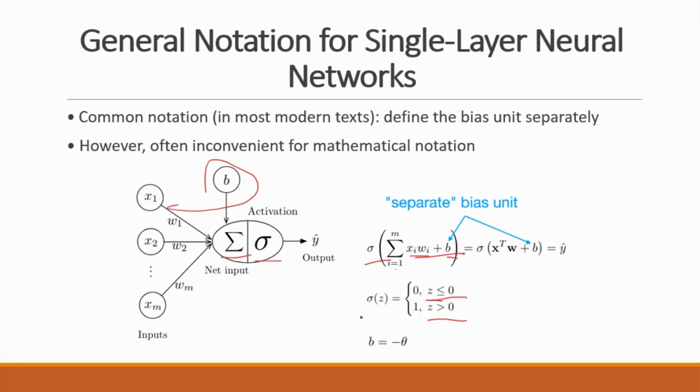If you look at recent deep learning papers, this is the common notation that you will find in most modern texts, maybe not in textbooks, because textbooks are usually a few years behind the trends. But in the modern deep learning literature, you will find that people use this extra notation with an additional bias unit. However, it's slightly inconvenient for mathematical notation compared to a slightly different notation. On the next slide, I will show you how we can modify this a little bit differently to have the bias as part of the other inputs.